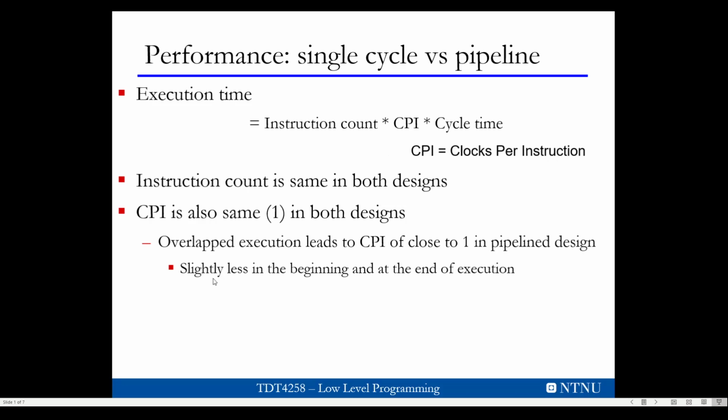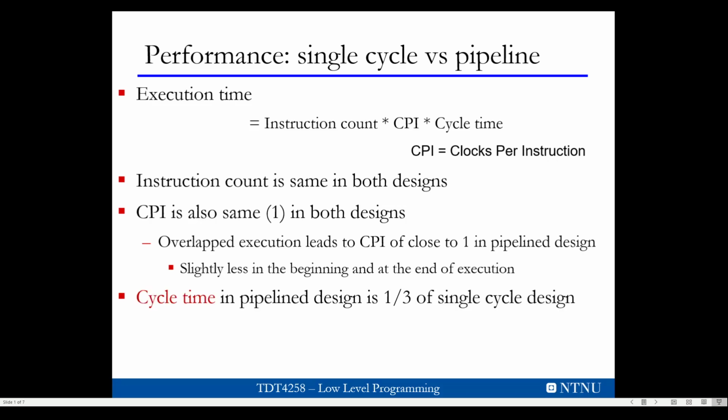However, it's actually slightly less than 1 in the beginning. This is because until the pipeline becomes full, we do not see any instruction finishing the execution. But in a long running application, this initial period for filling the pipeline accounts for very little time. So effectively, we see a CPI of 1 as a whole.